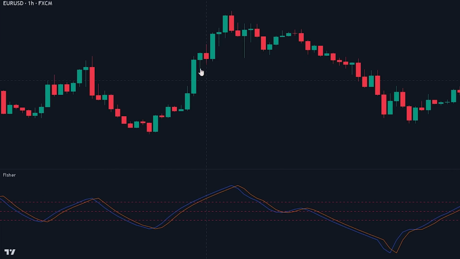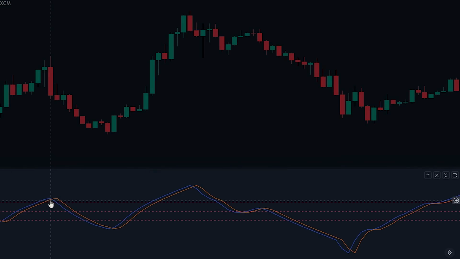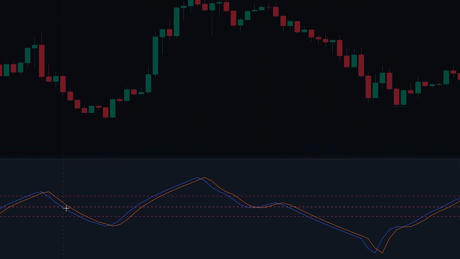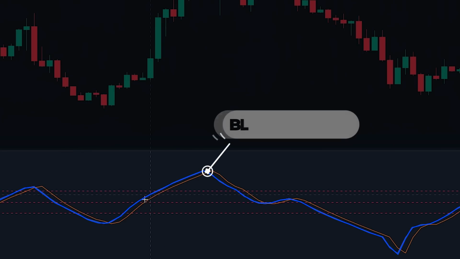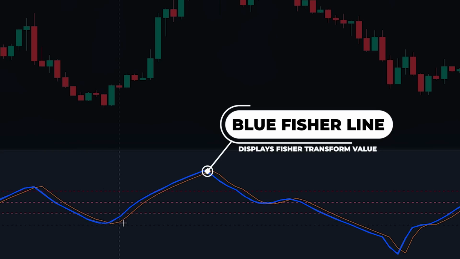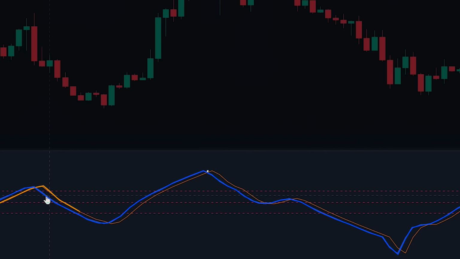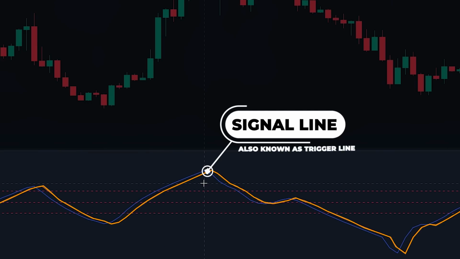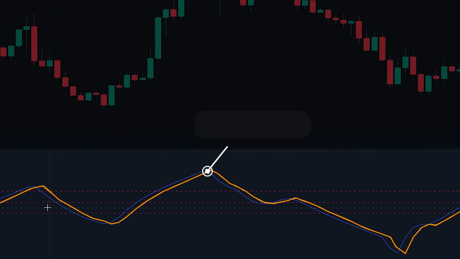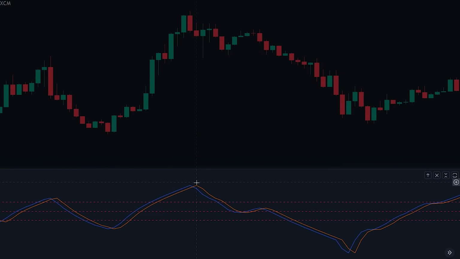If we take a closer look at the Fisher Transform indicator, we can see that it consists of 2 lines and 3 levels. The first blue line is the Fisher line. This line shows us the value of the Fisher Transform. The second orange line is the signal line, also known as the trigger line. This is a moving average of the Fisher Transform's value. The signal line moves a bit slower than the Fisher line. This makes it so that when the Fisher and signal lines cross, it can be interpreted as a trade signal.